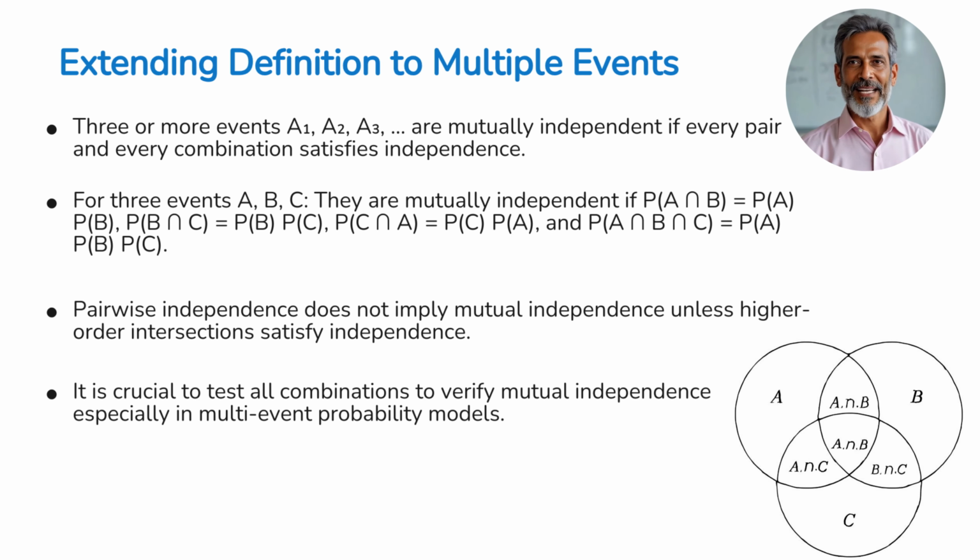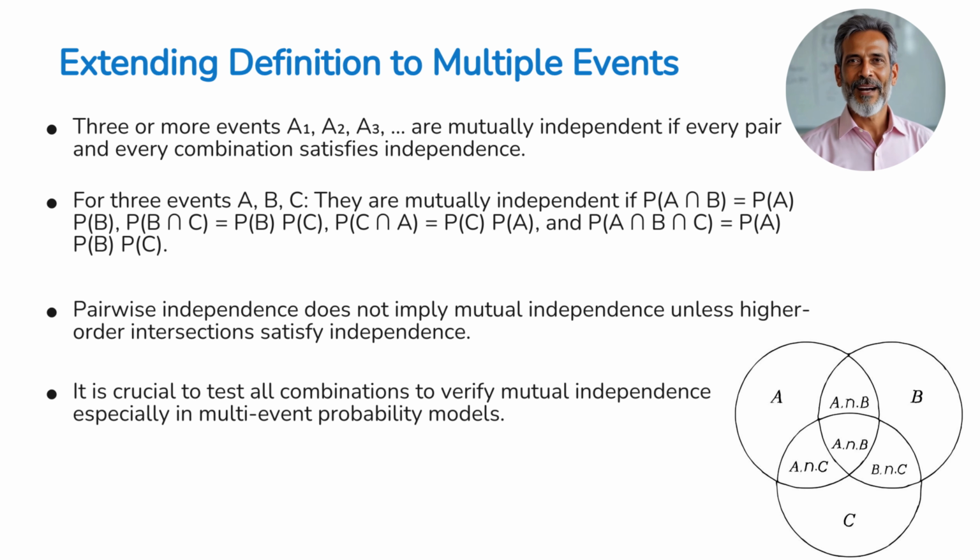Fourth and very importantly, the probability that all three happen together equals the product of all their probabilities. Formally, P of A intersection B intersection C equals P of A times P of B times P of C. Notice that just checking pairwise independence, that is, independence between every pair, is not enough to confirm mutual independence. The triple intersection condition must also be satisfied.